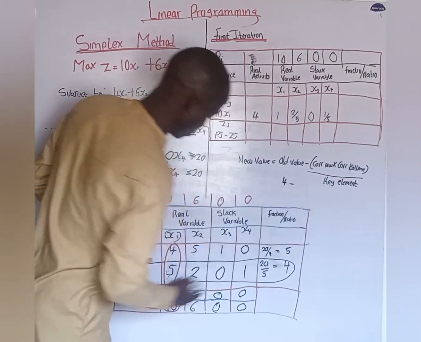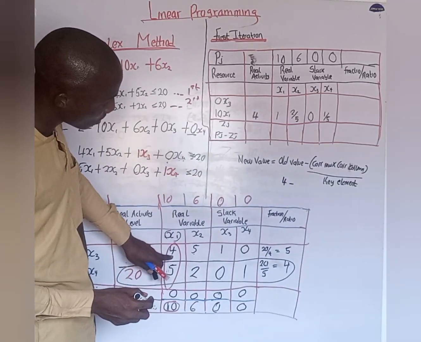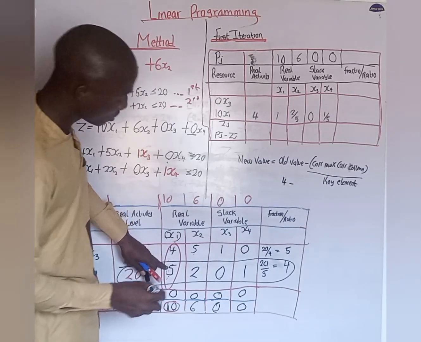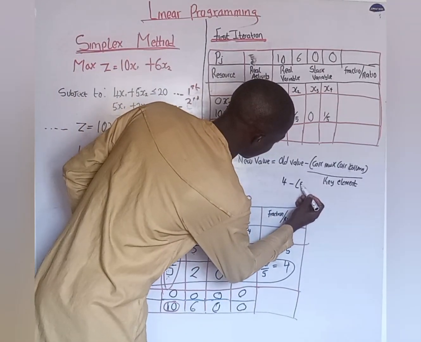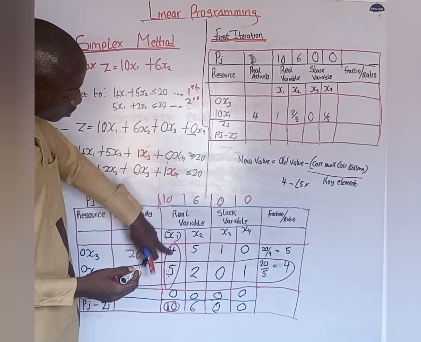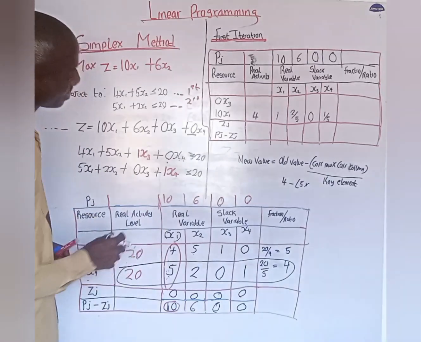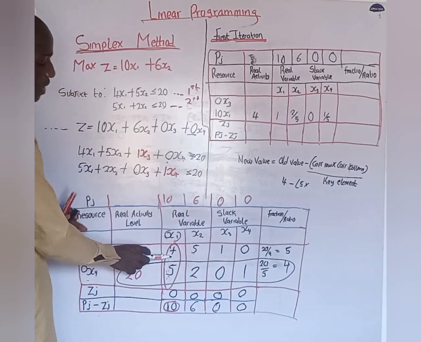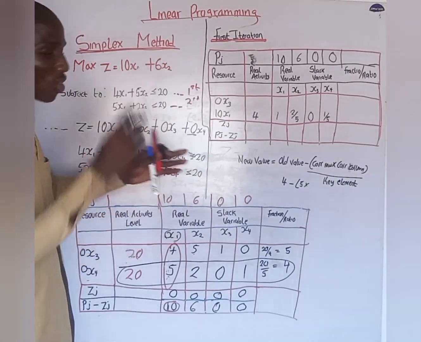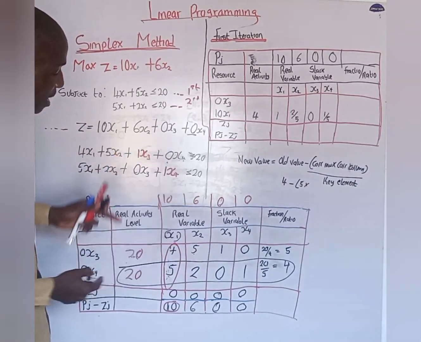4 minus the corresponding key row element. The corresponding key row element under 4 is what? 5. So I'm going to be having minus 5 multiplied by the corresponding key column element. Are you getting? Please, I don't want you to make a mistake. I told you that the formula is old value minus corresponding key row element multiplied by corresponding key column element, divided by our key element itself.